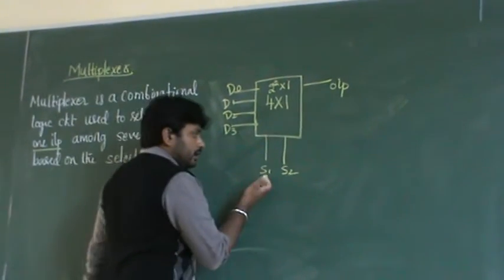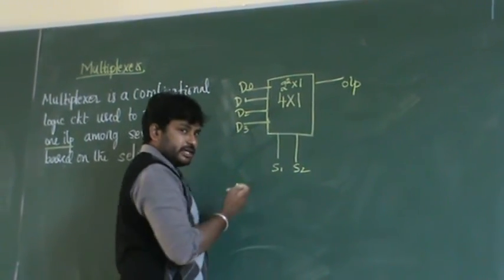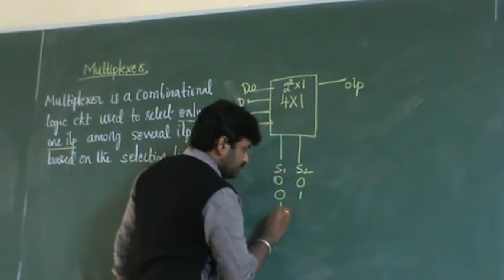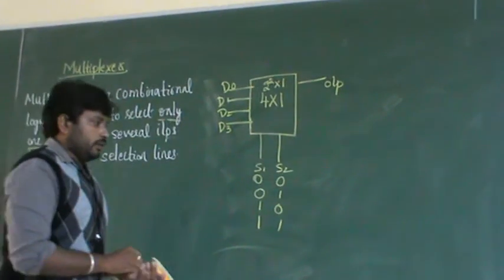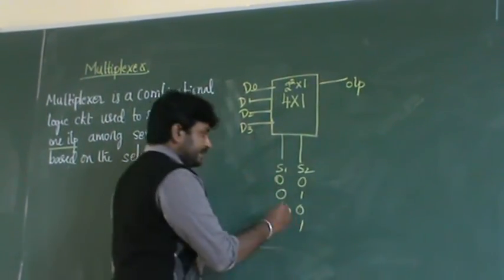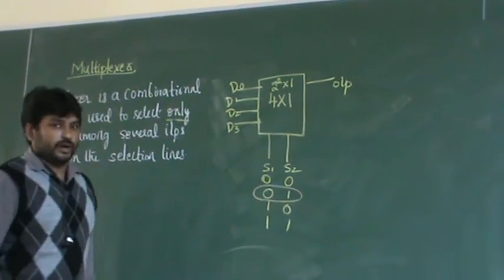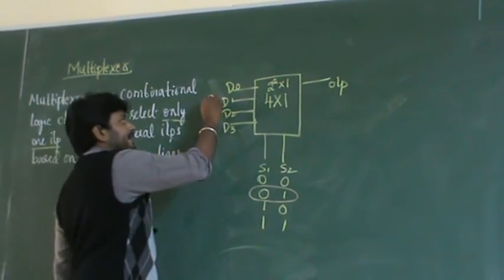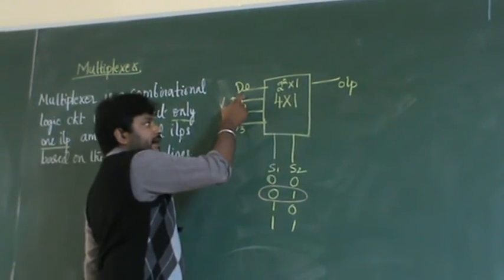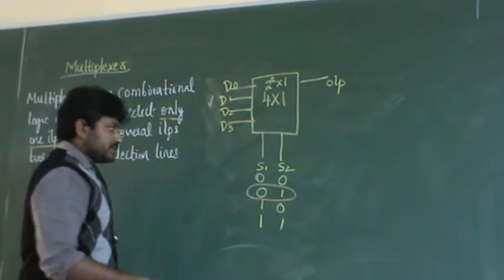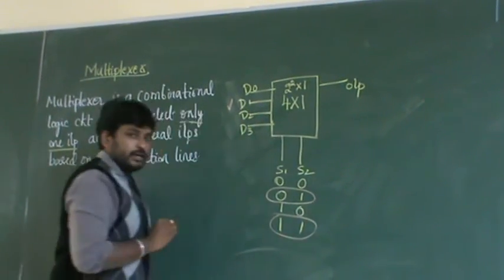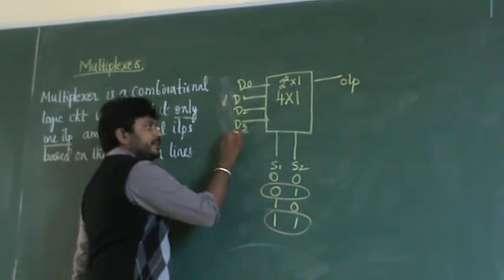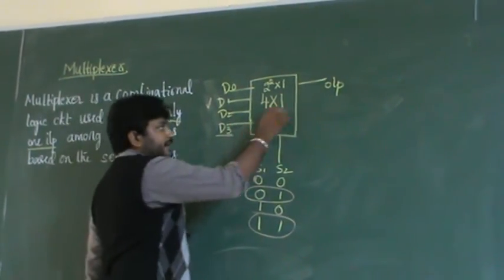Now how many combinations can you write by making use of 2 bits? You can write 4: 0 0, 0 1, 1 0 and 1 1. If my select line is 0 1, what input will be selected from these inputs? It will be selecting D1 and providing it as the output. In case my select lines are 1 1, which input will be selected? It will be selecting D3 and providing it as the output.